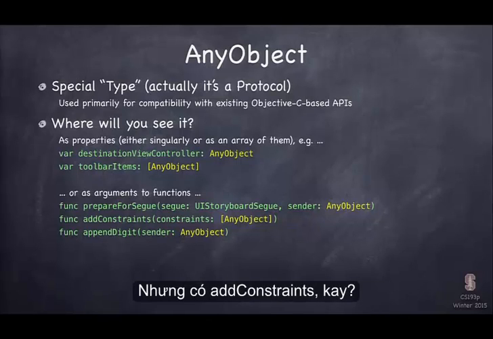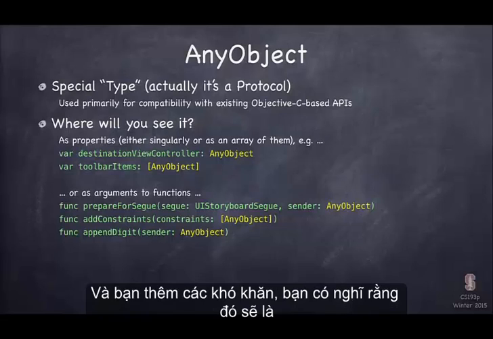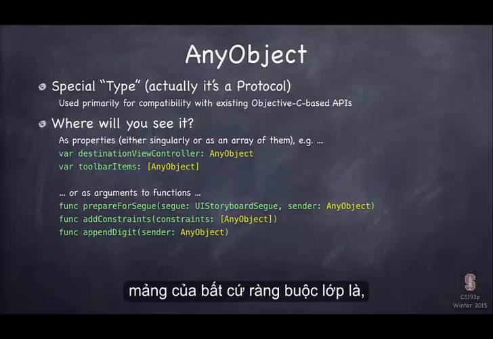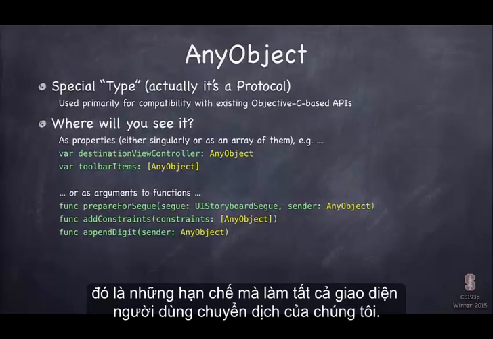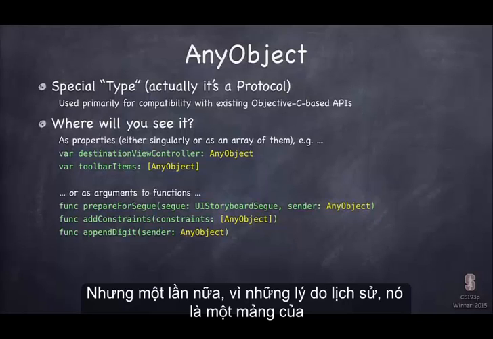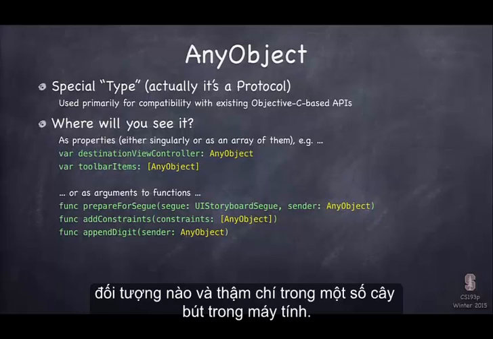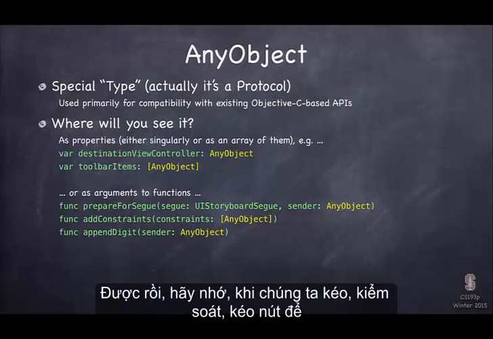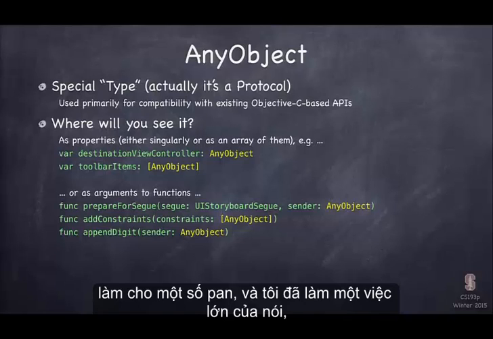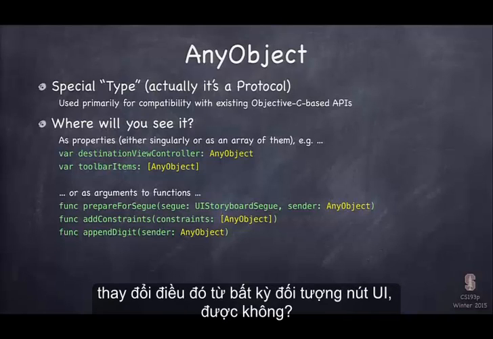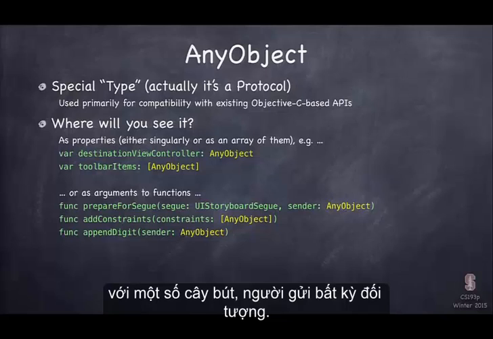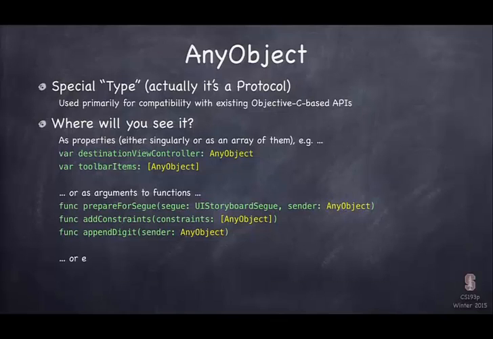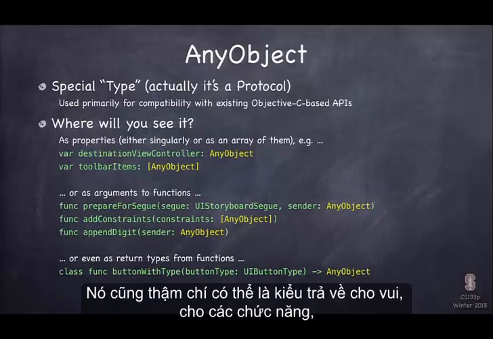But there's addConstraints, okay, which is another UIViewController thing. And you add the constraints, you'd think that would be an array of whatever class constraints are. I haven't taught you about this, but these are the constraints that do all our UI shifting. But again, for historical reasons, it's an array of AnyObject. And even in appendDigit in the calculator, okay, remember when we control dragged the button to make appendDigit? And I made a big deal of saying, change that from AnyObject to UIButton, okay? Well, if you hadn't changed it, then you could have ended up with appendDigit sender AnyObject, okay? It also can even be the return type for functions.